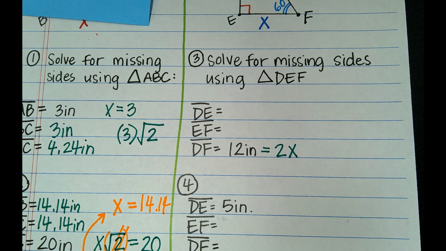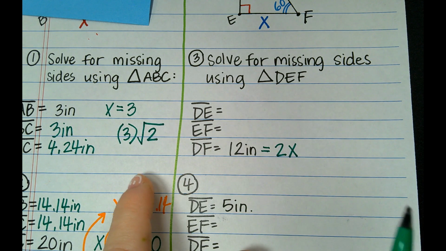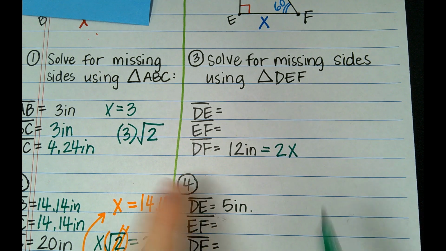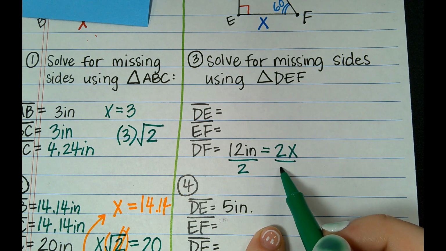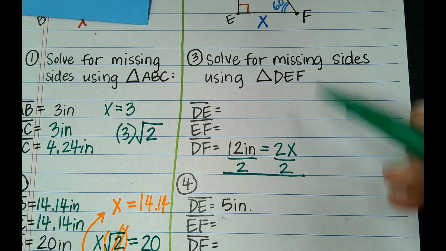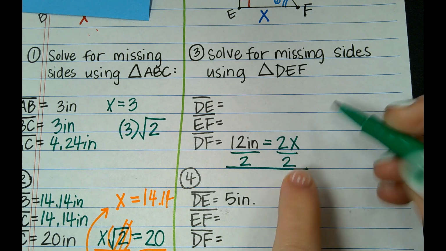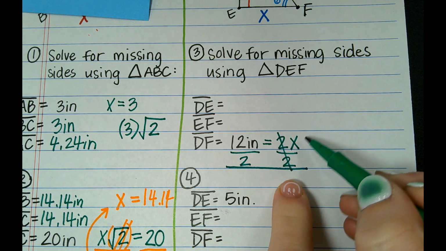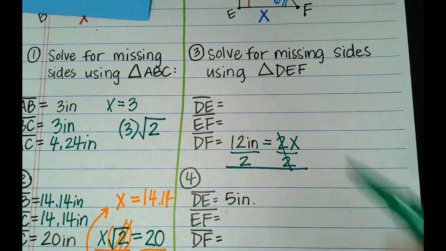Now, Lisa, you said earlier something about dividing. What would we do next here? You're going to put 2 under the 12 and 2 under the 2x. Perfect. So we have 12 equals 2x. If we divide by 2, those 2's cancel. What's left right here? x. We solved for x.